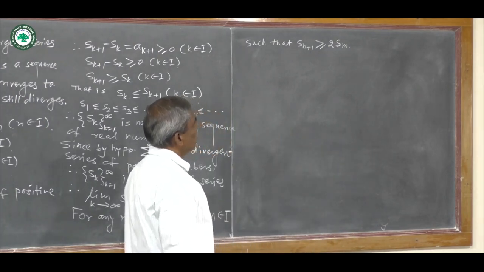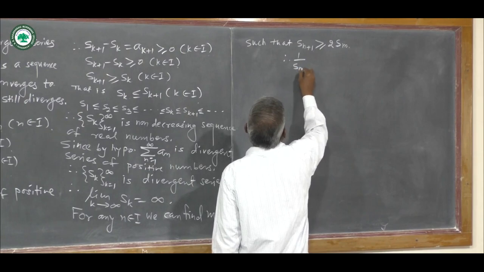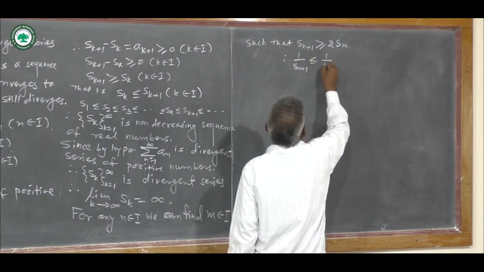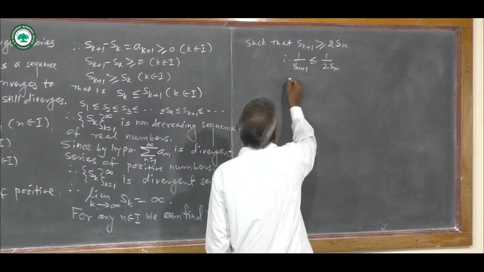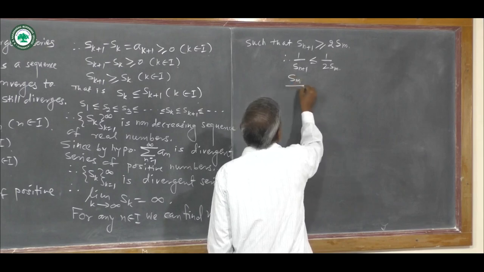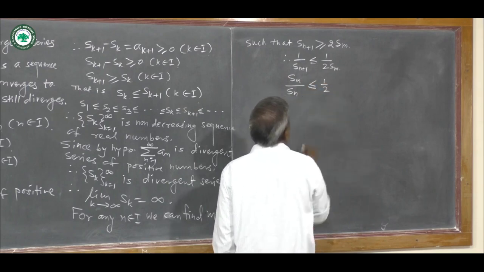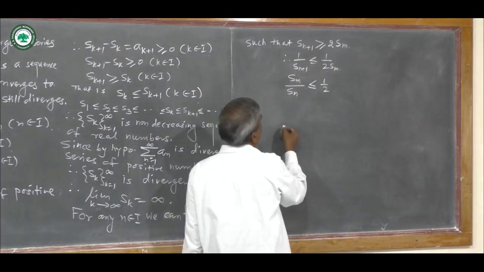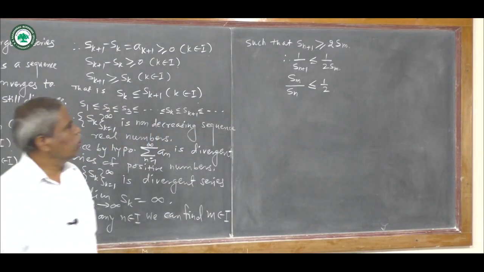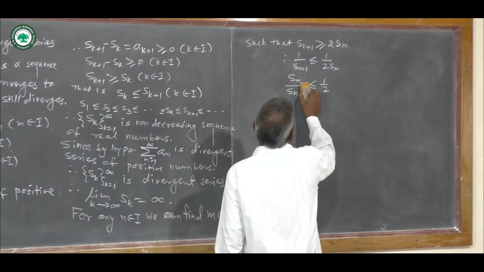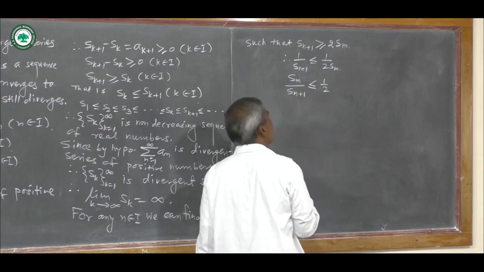Therefore, 1 upon S_(n+1) is less than or equal to 1 upon 2 times S_m. Multiplying by S_m, S_m upon S_(n+1) is less than or equal to 1 by 2.